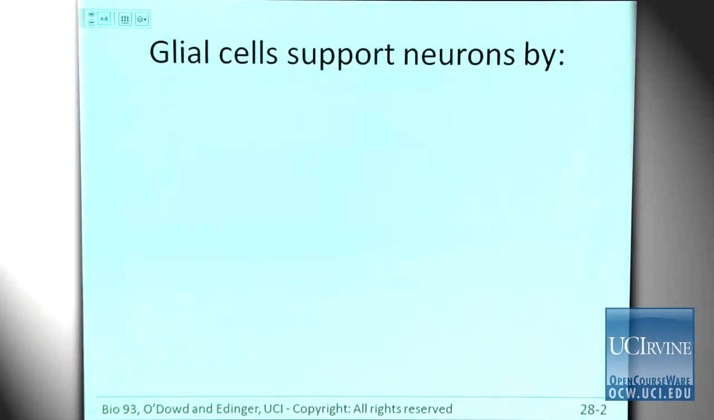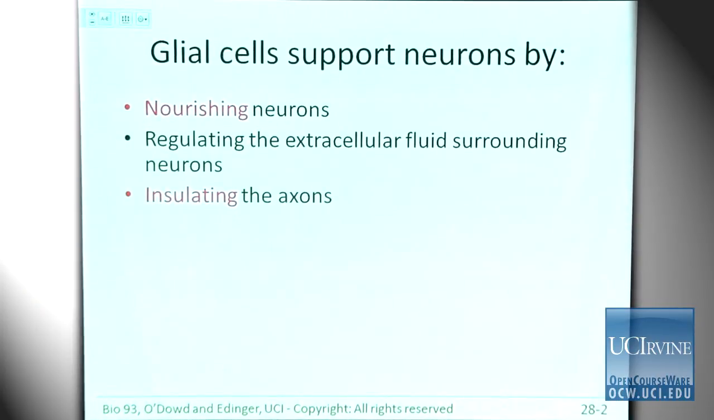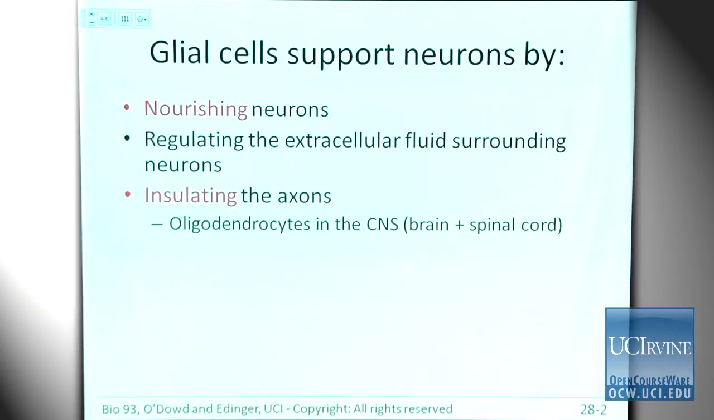Okay, so now we're going to talk a little bit about glial cells. The glial cells support the neurons by nourishing them. They modulate the extracellular fluid that surrounds the neurons. But an important thing they do for our purposes is that they insulate the axons. And they do that by wrapping their whole cell body around the axon, forming something called myelin, which we'll talk about in the next couple slides.